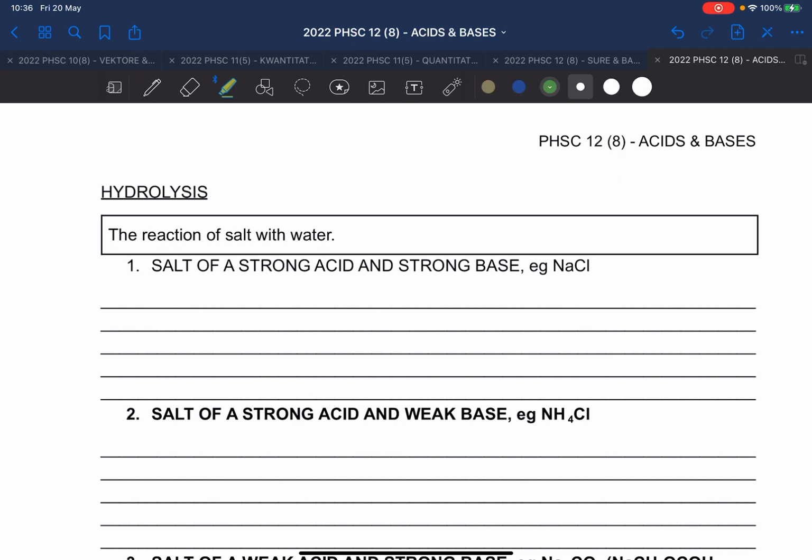Hydrolysis. The definition here is a reaction of salt with water. Yes, they do ask this definition. Hydrolysis is a reaction of salt with water. Don't get confused with hydrolysis from organic chemistry. This is something else. Reaction of salt with water. Easy peasy. You wish they asked this one.